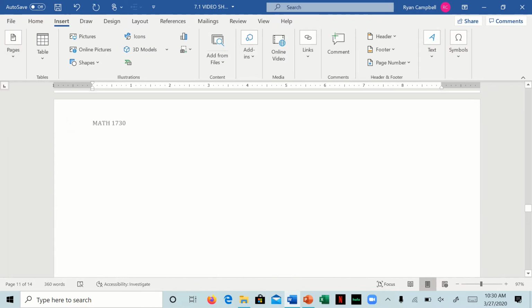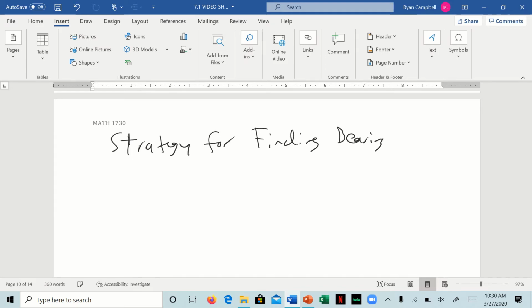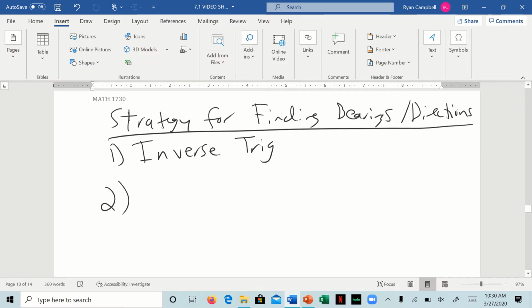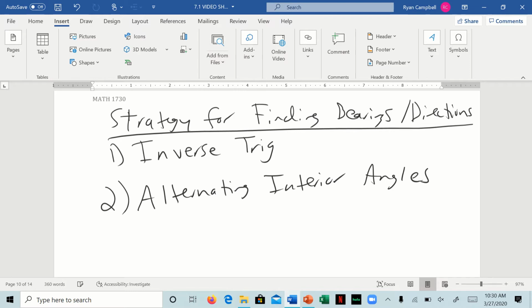When it is asking for direction, here is a strategy for finding bearings or direction. There are two things that you have to do. You have to use both of these things. You have to use inverse trig somehow. If you don't use inverse trig, you aren't doing it right. Another thing you have to use is alternating interior angles.